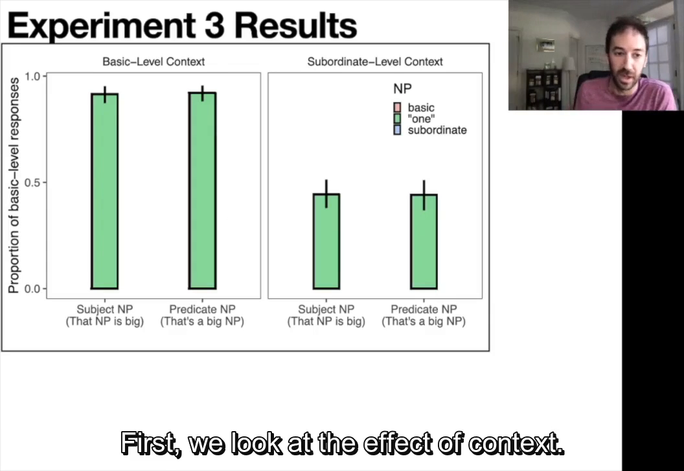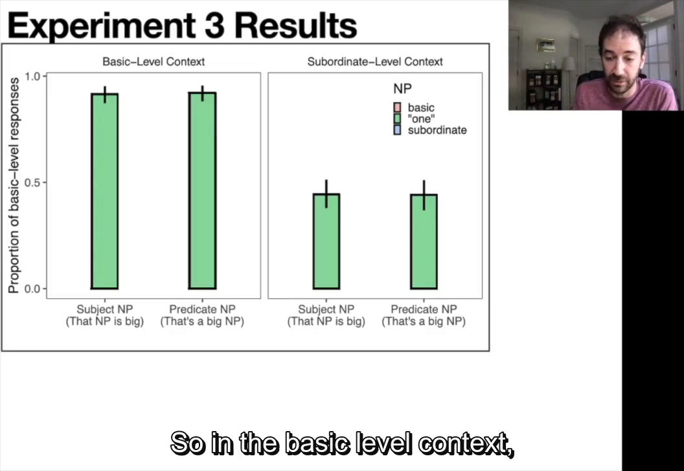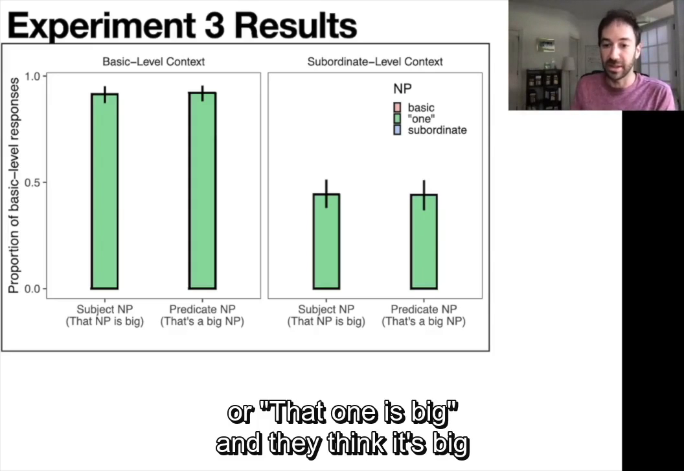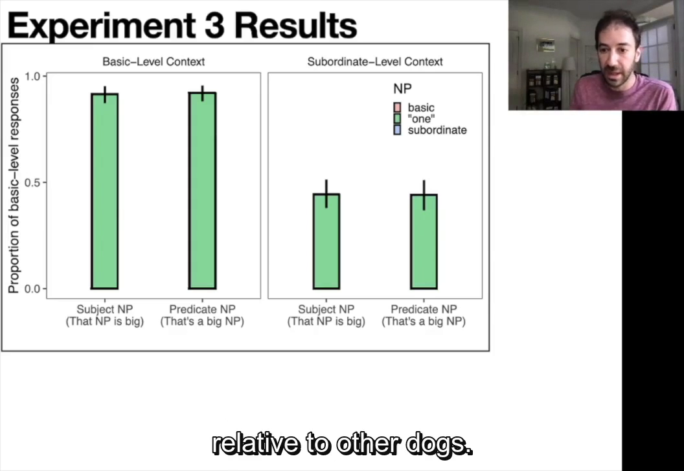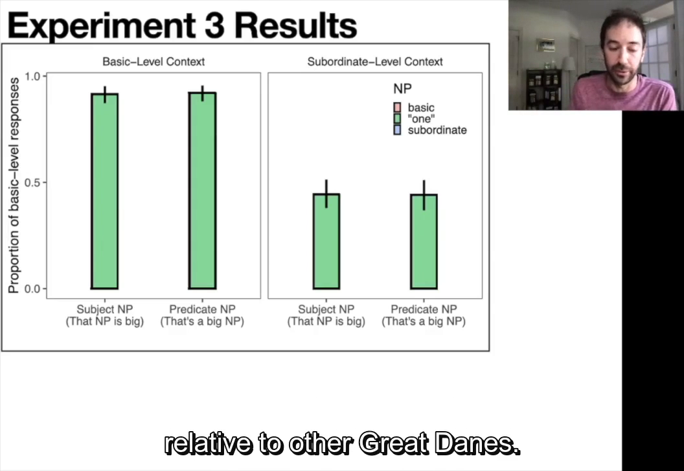First, we look at the effect of context. We see that context has a big effect on the interpretation of the anaphoric one. So in the basic level context, participants hear that's a big one or that one is big, and they think it's big relative to other dogs. And in the subordinate level context, they're more likely to think it's big relative to other Great Danes.